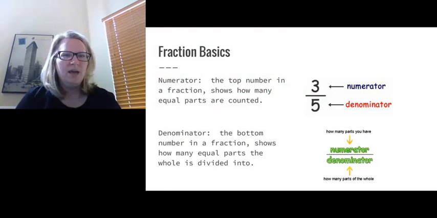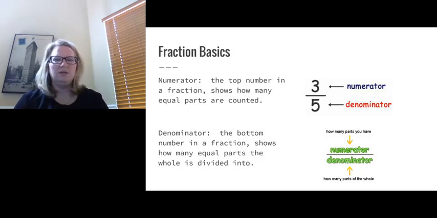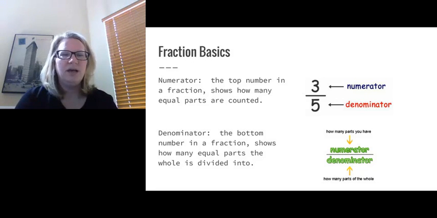The first slide is some fraction basics. First of all, the numerator is the top number in a fraction. It shows how many equal parts are counted. For example, you see 3/5, 3 would be the numerator. And the denominator is the bottom number in a fraction, and it shows how many equal parts the whole is divided into.